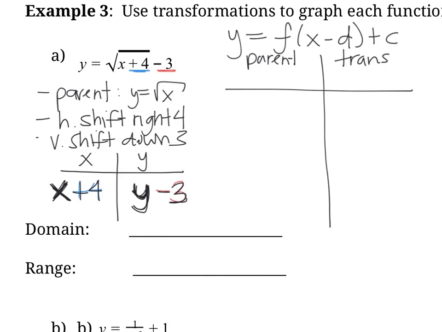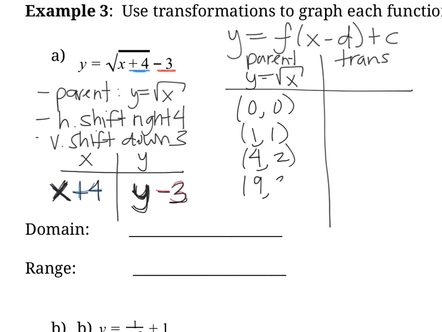Our parent function we know is y equals the square root of x. And we're going to very quickly list some key points. We want to aim for at least 5. So we know the point (0, 0) is on here, the point (1, 1) is on here. When I put a 4 under the square root, I get a 2. When I put a 9 under the square root, I get a 3, and that's enough. I know I just said 5, but we're going to stick with 4. Okay, so all of these points are going to get transformed.